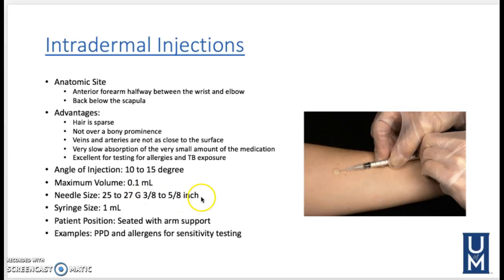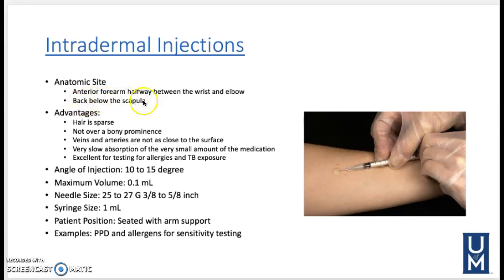The length of that needle is going to be 3/8 to 5/8 inch. That needle does not need to be very long because we're not going very far into that skin. The syringe size, we only need a 1 milliliter syringe because we're only going to put 0.1 milliliters inside of that syringe. The patient needs to be seated with arm support in the instance of using this.